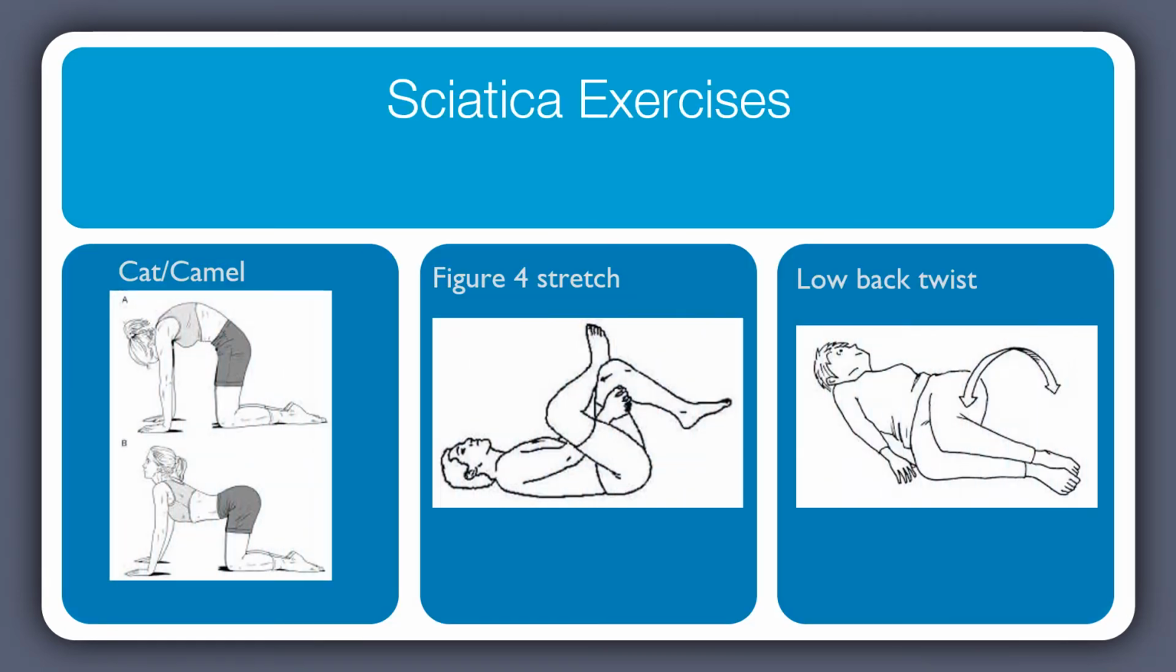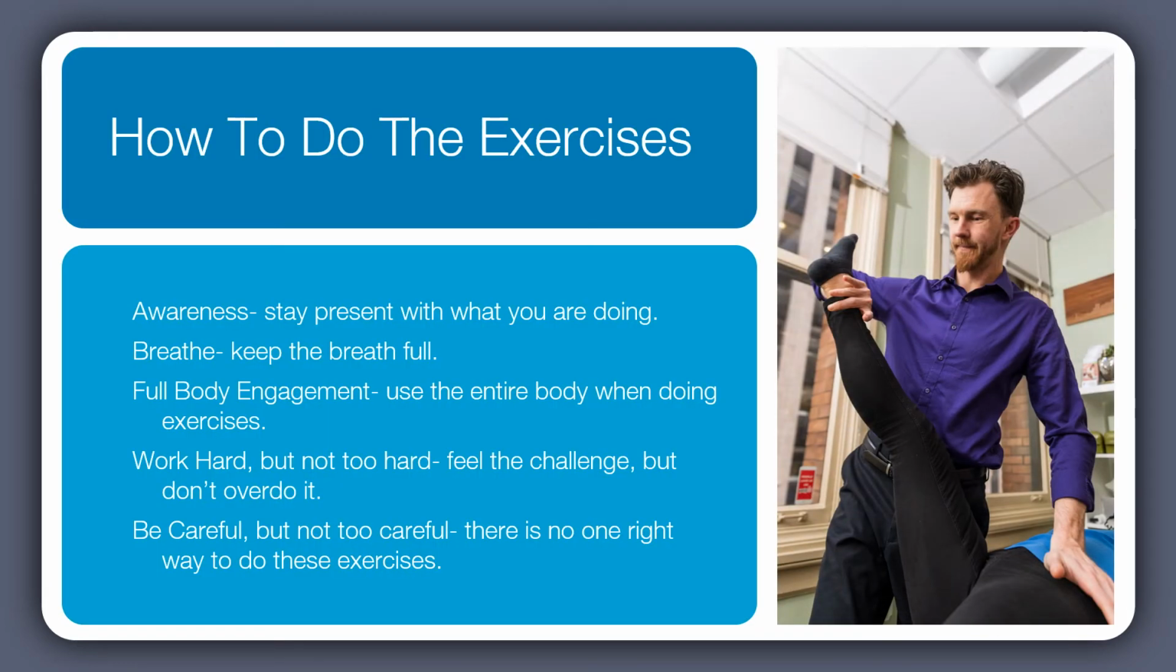So 3 exercises for sciatica in the first stage are the cat-cow, the figure 4 stretch, and the low back twist. When doing these exercises, it's important to do them with awareness, to maintain your breath, to feel your entire body as you do them, to feel the effort, and to be mindful so that you're careful as you do them.